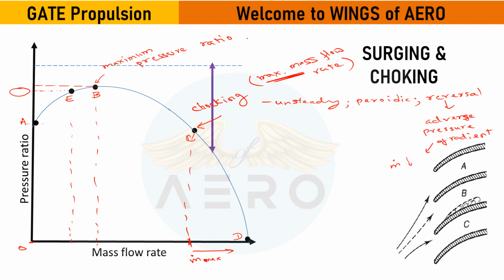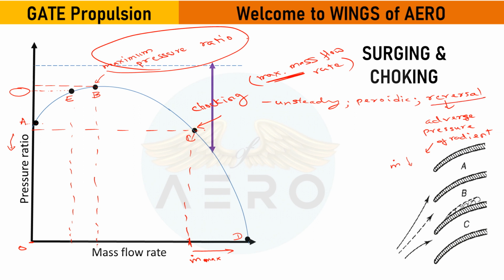Now what you can see is the mass flow rate at this point, where C is the start of choking. What happens is the pressure ratio decreases compared with where it should be high, because we know the function of a compressor is to increase the pressure ratio. But at this choking point, the mass flow rate increases with a decrease of pressure ratio, okay.